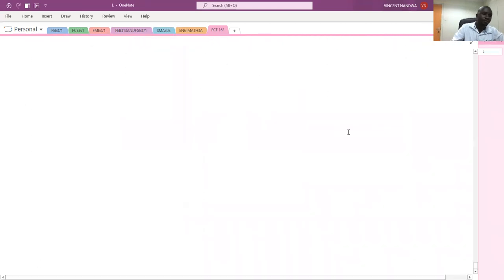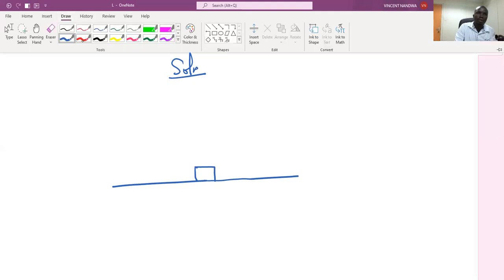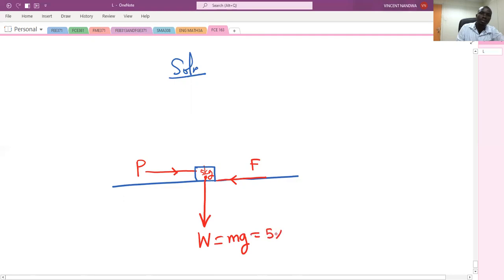So let's draw the sketch. Solution. If this is the horizontal ground, let this be the block. And we've been told that the mass of this block is 5 kilograms. So we have frictional force F, and then we have a force P acting on this block. And as usual, we have the weight acting downwards, which is mass 5 times g, 9.8, which is 49 Newtons.